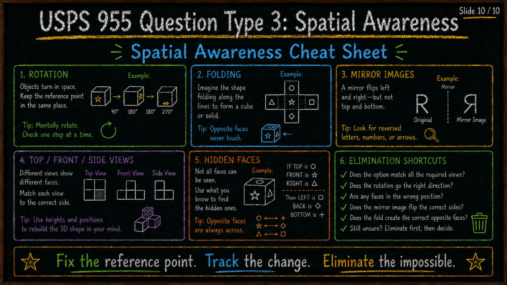Mirror means flipping across a mirror line. A vertical mirror reverses left and right. A horizontal mirror reverses top and bottom. Reflection is not the same as rotation. Views means matching top, front, and side perspectives. Picture where you are standing. Then count heights, widths, depths, and visible blocks.